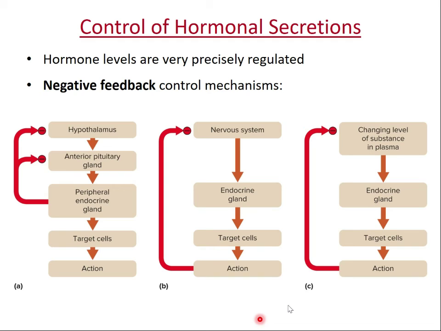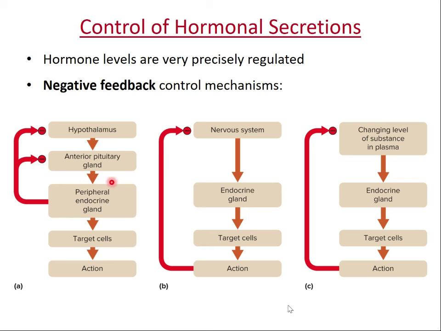The last major thing that we will talk about in this particular part of the lecture is controlling of hormonal secretion. We discussed how they are produced in endocrine glands and then put into the bloodstream. So hormone levels are very precisely regulated. They are only produced when there is a need, and when the need is met, they stop being produced. To be able to control this, the endocrine system uses a negative feedback mechanism. A negative feedback mechanism means that if there is a need for a certain hormone or certain item in the body, hormones will be produced.